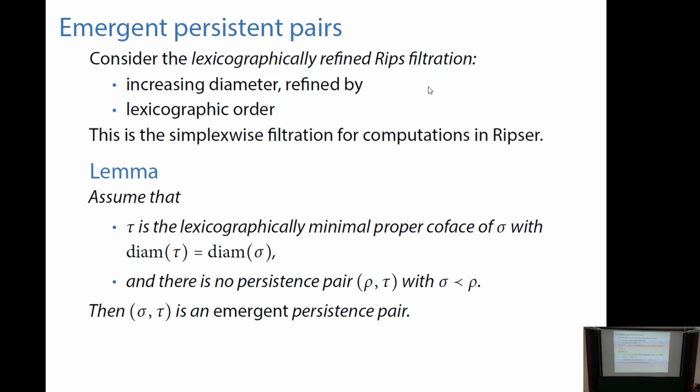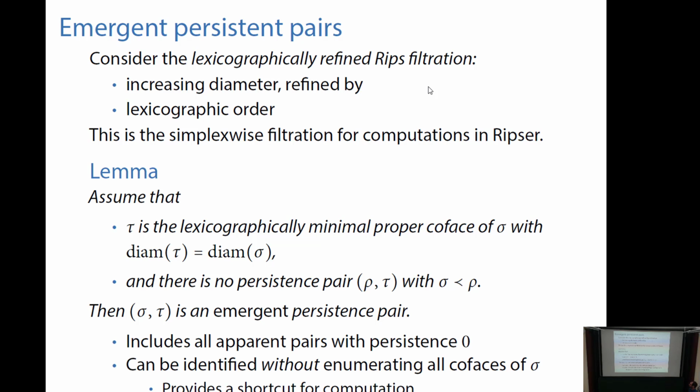and if I detect such a situation, and I know also that tau is not paired yet, so there is no other persistence pair rho tau already found, then I know that sigma and tau are an emergent persistence pair. That means by the time I notice this situation, I can stop enumerating further cofaces. This might happen when I enumerate the cofaces of sigma in my matrix computation. It might happen very early, it might happen late, but whenever I'm here, I can stop and continue with the next. That's how this lemma leads to another speed up. So it's a different use of discrete Morse theory for computations, but it turns out to be very effective.